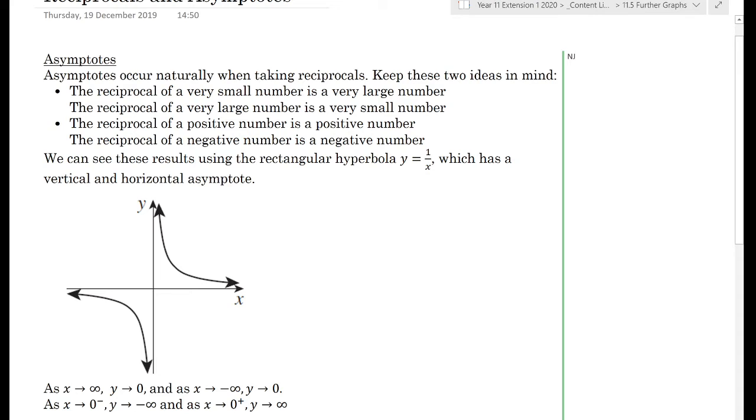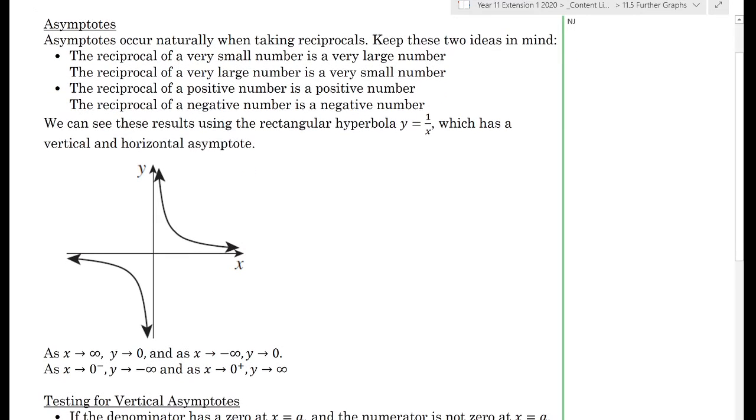Now the reciprocal of a positive number is also a positive number, and the reciprocal of a negative number is also a negative number. For example, the reciprocal of 3 is just 1 over 3. Both of these are positive, pretty easy. For -2, the reciprocal is 1 over -2, or just -1/2. I know they're pretty obvious, but they are actually going to help us a lot when it comes to drawing these.